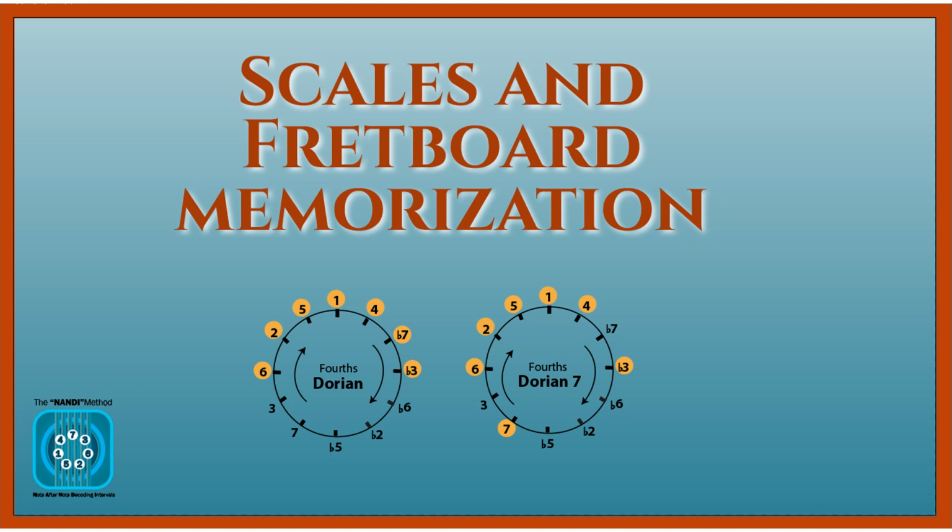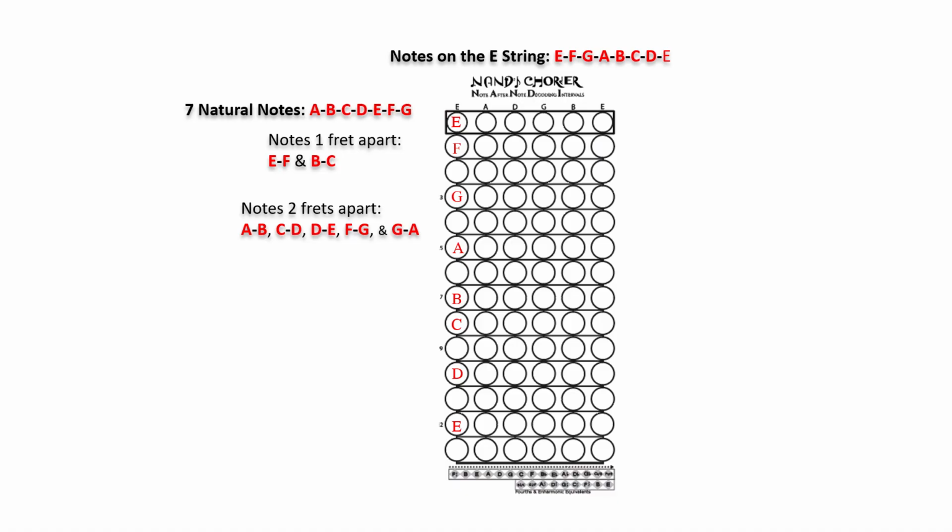In this lesson you'll learn how to use fretboard logic to visualize different scales while memorizing the fretboard. The traditional way to learn the E string is to memorize that E to F and B to C are 1 fret apart, while all other natural notes are 2 frets apart. Then you practice recalling random fret locations from memory.